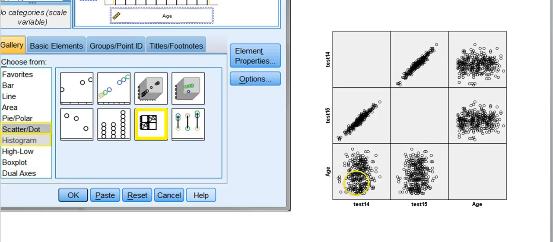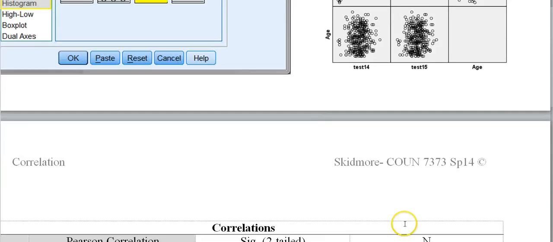With age and test 14 and test 15, you don't really see a linear relationship necessarily, but you also don't see any kind of other pattern, some kind of curvature or something that would make you think that maybe there's something strange going on. It's just a cluster. So then I feel comfortable in proceeding with the test.